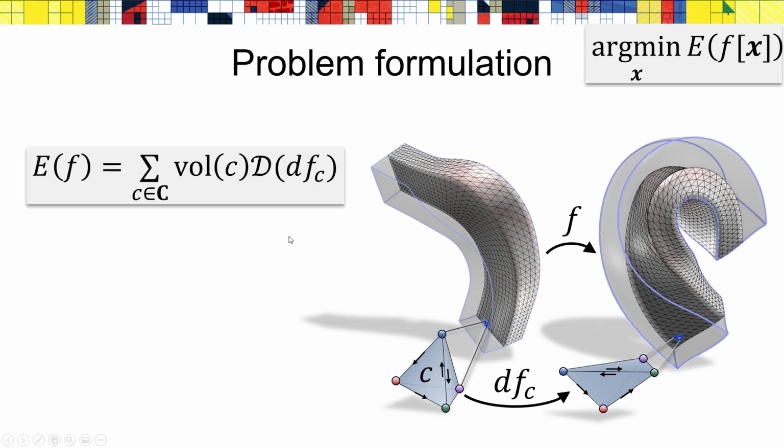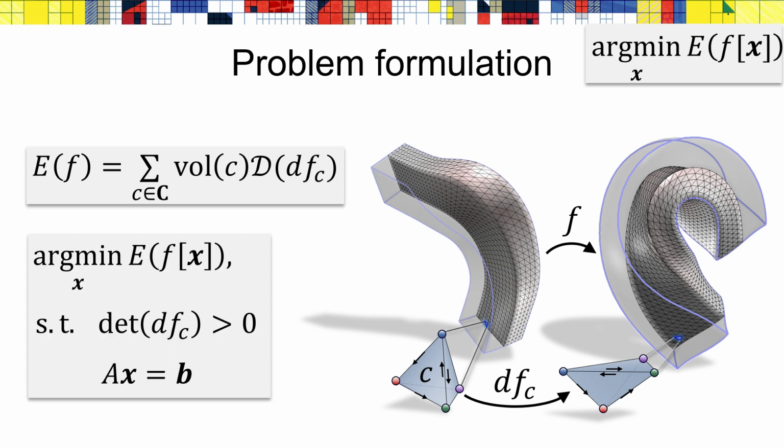The energy E is defined as a volume-weighted sum of distortion D of linear components of the map, that are the map's Jacobians, defined on simplices. And here D is a geometric measure that estimates a local shape distortion defined per simplex. We compute target vertex positions x that induce minimal energy E under the following constraints. The first one is the inversion-free constraint expressed by the determinant sign, and the second one is a given constraint on target vertex positions.